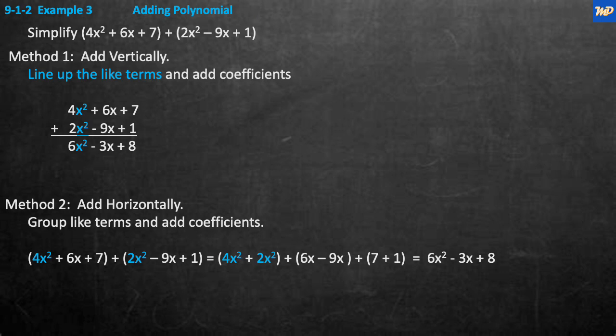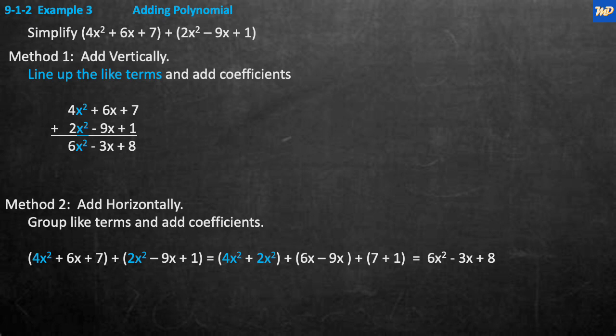Okay, in example 3, we're going to add the polynomials. They're asking us to simplify this addition problem: add the polynomial 4x squared plus 6x plus 7, which is a trinomial, plus the other trinomial, 2x squared minus 9x plus 1. There are two methods you can use. You can add them vertically, which is like a standard addition problem: line up the like terms and add the coefficients. Or method 2, you can add them horizontally, grouping the terms. We'll talk about it a little bit here.